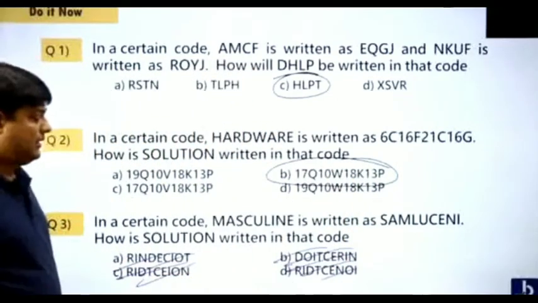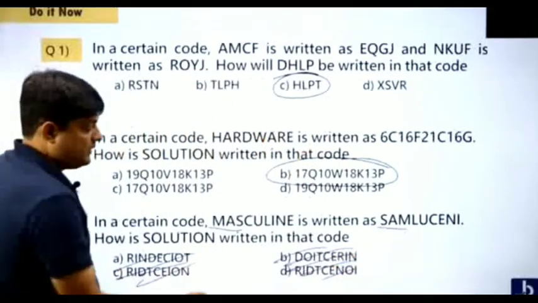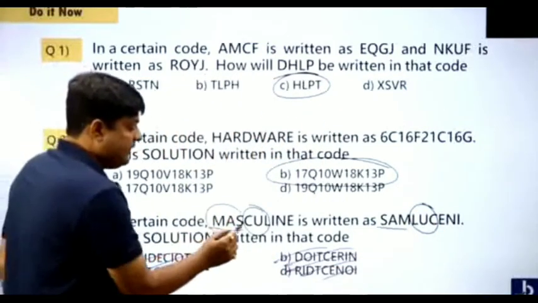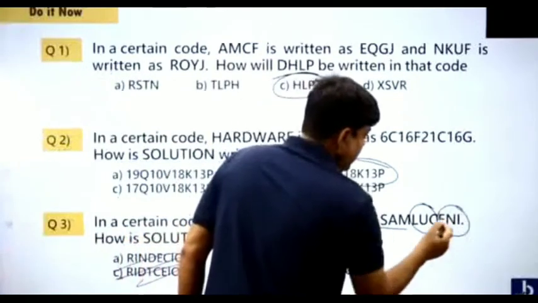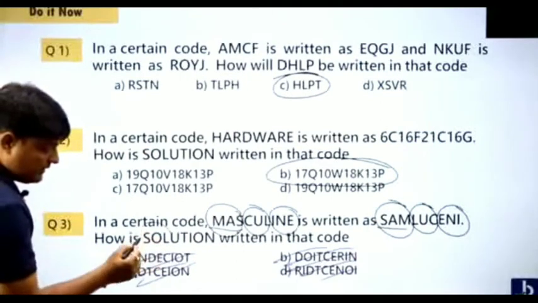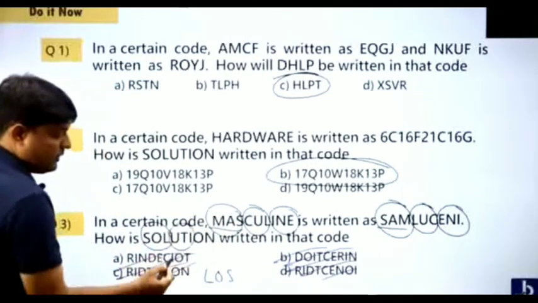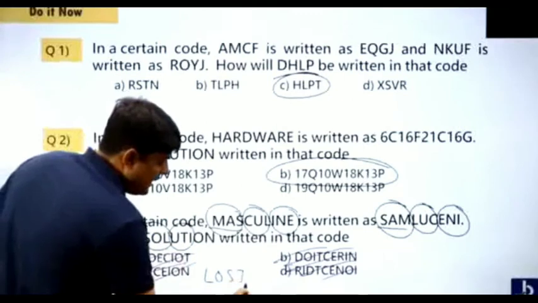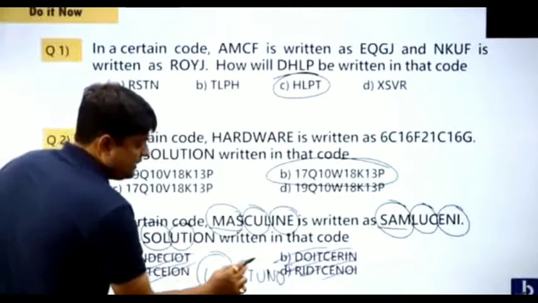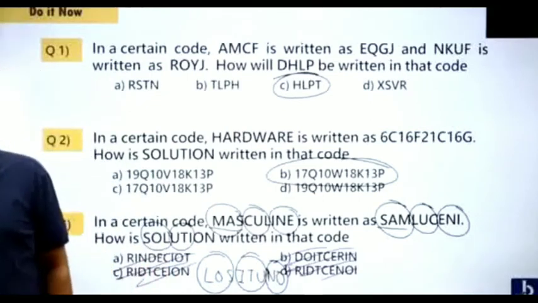Here M-A-S becomes S-A-M, three letters reversed. C-L-U becomes L-U-C, three letters reversed. Same fashion, I-N-E becomes E-N-I. Look at that. Three letters are reversed. So in the same fashion, let me reverse three letters here: S-O-L becomes L-O-S. Next one: U-T-I becomes I-T-U. And then O-N, we have to write N-O. So the funda is of three letters; whatever is left, that is left. Are you understanding, everybody? So this is the way we are supposed to do this question.